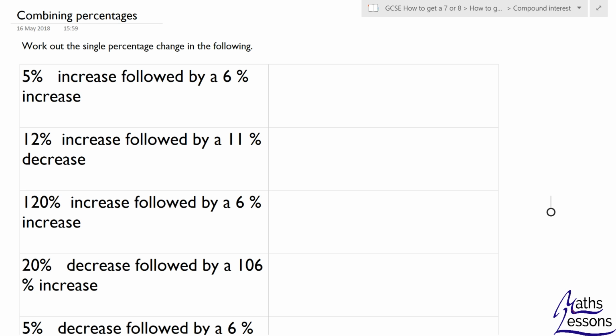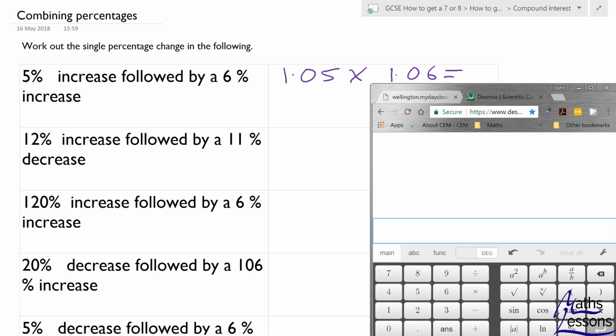Right, that's enough time to give you a chance to have a go. We want to get the multiplier for each. So we've got a multiplier for the first one, which is 1.05. And then we're going to get a multiplier of 1.06 for the second one. And what we do is we times these two together, and we get our calculator, so 1.05 times 1.06 gives us 1.113.